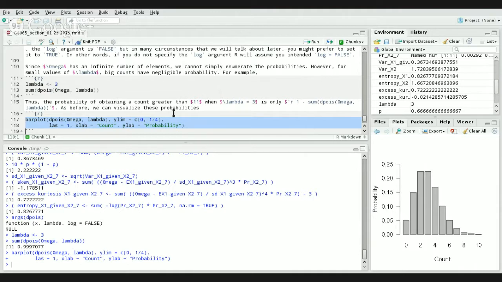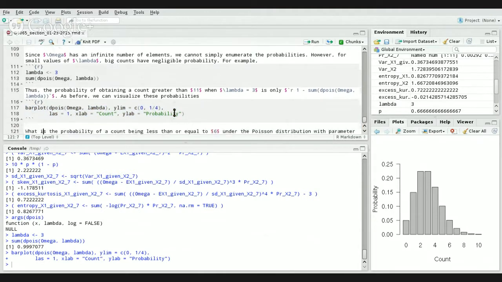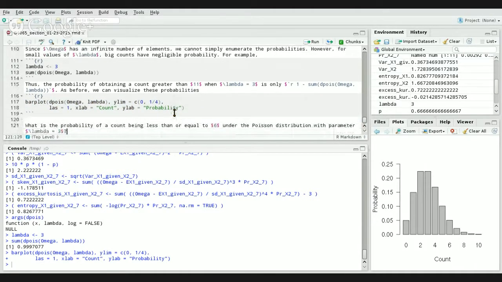If we go back to our file, we can ask the last exercise question for today. What is the probability of a count being less than or equal to 6 under a Poisson distribution with a rate parameter of lambda equal 3? So you should pause the video now to see if you can use R to answer that question.